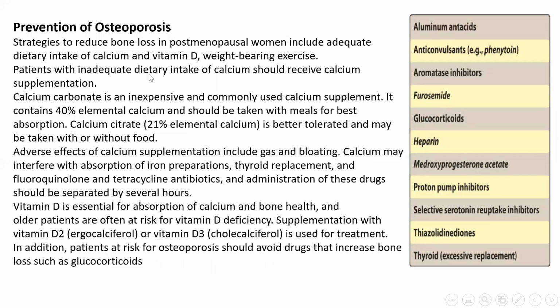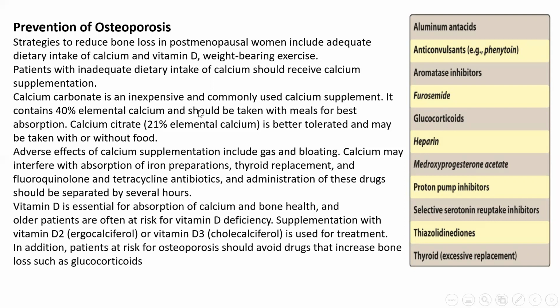There are many steps in these strategies, including adequate intake of calcium and vitamin D, and certain kinds of exercises. If patients are not able to take enough calcium and vitamin D, there is a need for calcium and vitamin D supplementation. Mainly, the forms of calcium that are now used to increase the level of calcium in the body are calcium carbonate and calcium citrate.